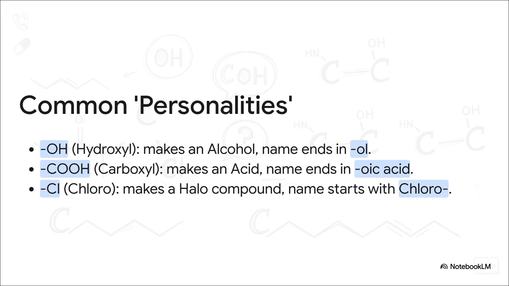If you spot an OH group attached, congrats, you've got an alcohol, and the name gets a new ending, ol. So our simple 2-carbon ethane suddenly becomes ethanol. Yep, that's the alcohol in alcoholic drinks. Or how about a COOH group? That makes it a carboxylic acid. So ethane becomes ethanoic acid, which you probably know better as vinegar. See, that little group changes everything.